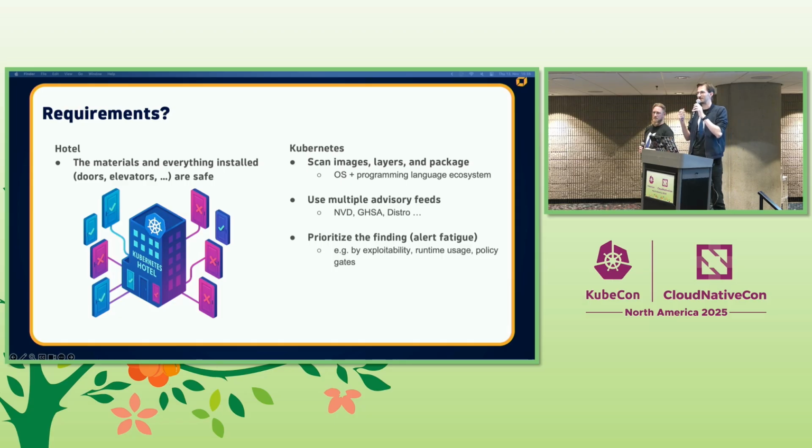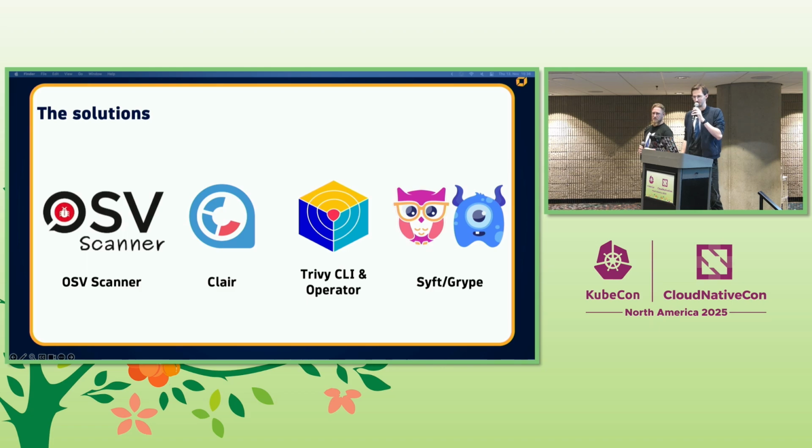And then you need to prioritize these findings, because getting alerts is easy in security, but then you have the problem of alert fatigue. Where should you start when you have 1,000 alerts? And there it helps to have exploitability, things like that in your findings. The tools there are the OSV scanner, Clair, Trivy CLI, also the operator, and then Syft and Grype, because they're mostly used in combination together.